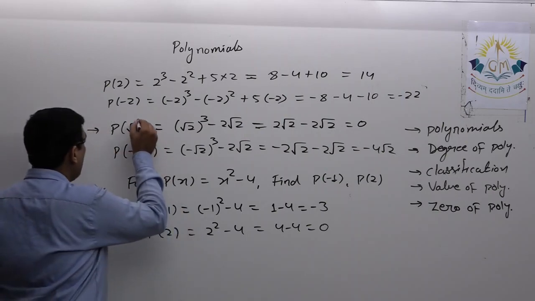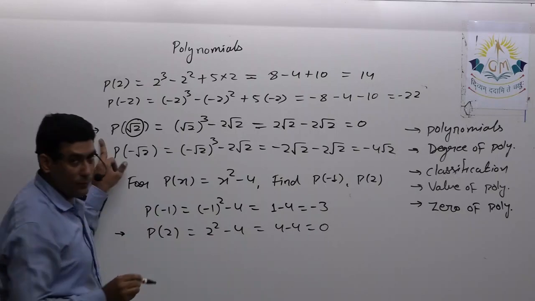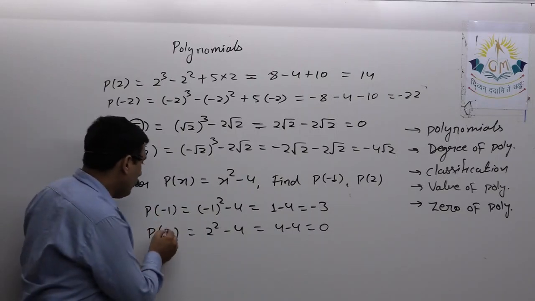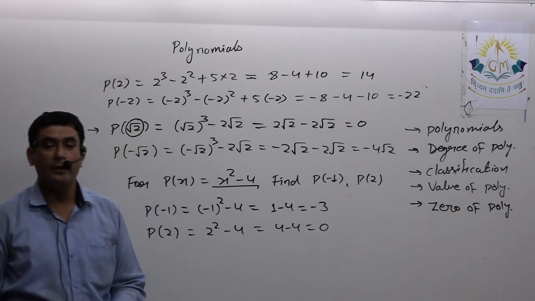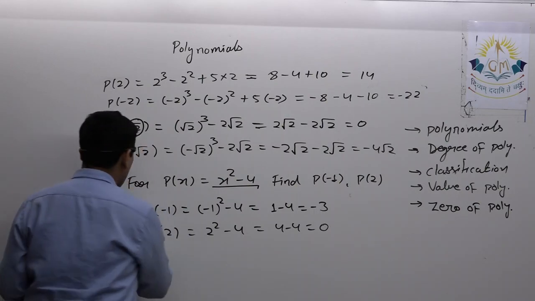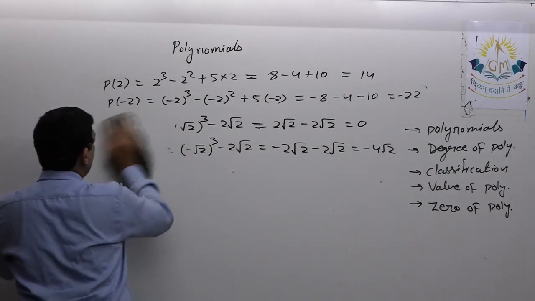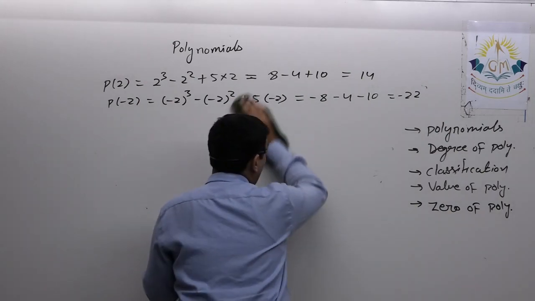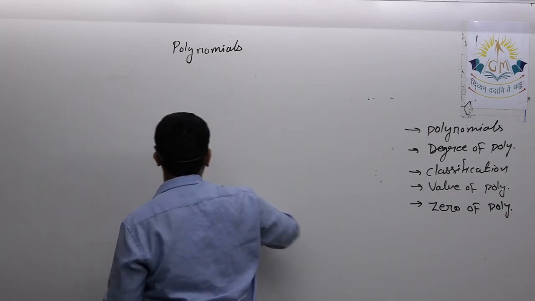So I will say root 2 is the zero of the polynomial p(x), whatever it was. And over here I will say 2 is the zero of the polynomial x square minus 4. That value of the variable for which the polynomial becomes 0 is called the zero of the polynomial. Here what we did, we put in the values of x and then we got to know that at this particular value the polynomial becomes 0.